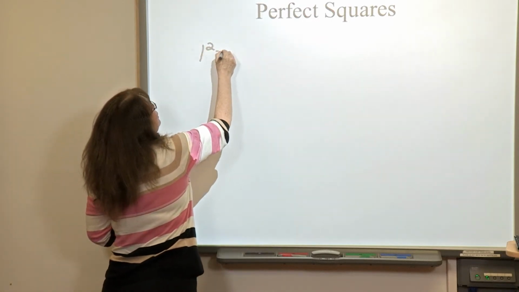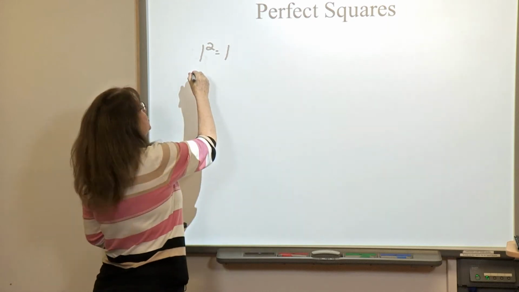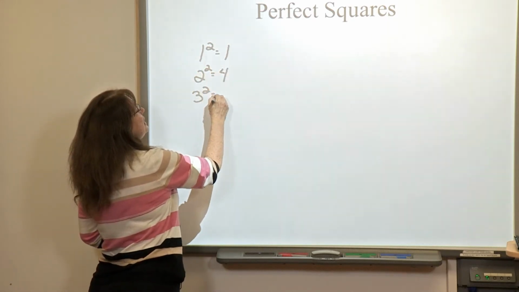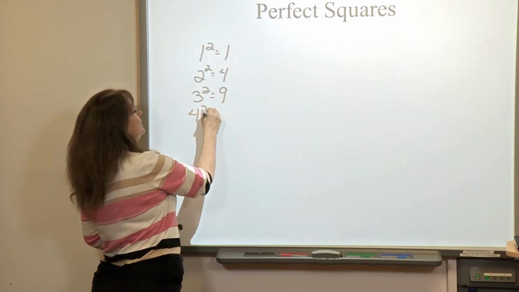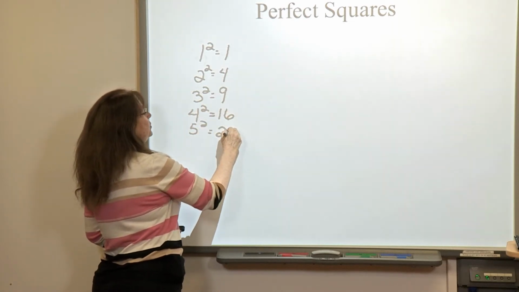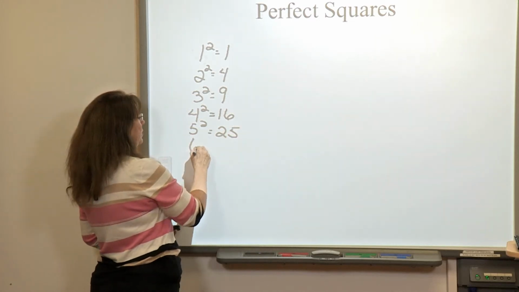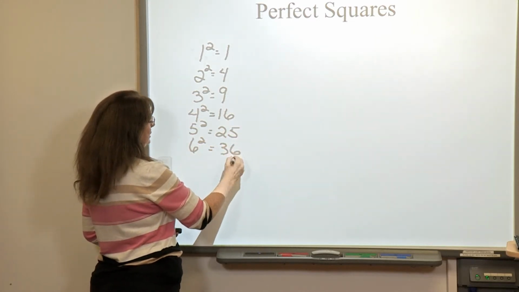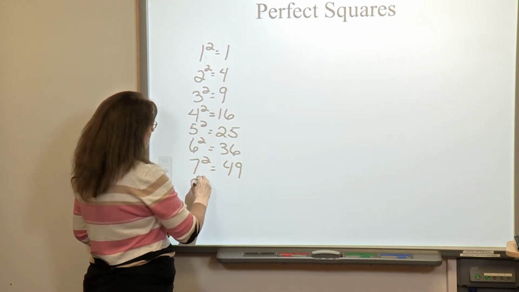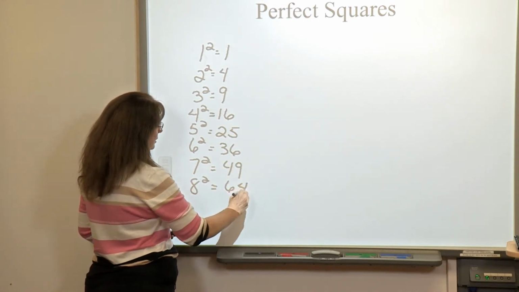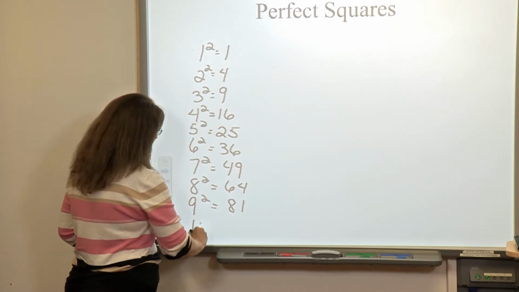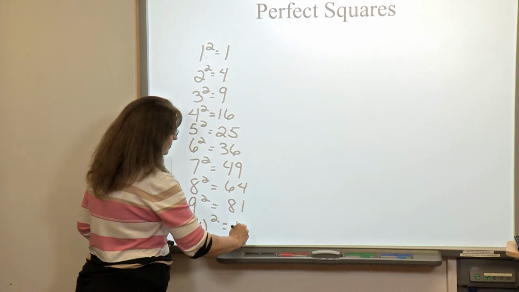So 1 squared is just 1. 2 squared is 4. 3 squared, 9. 4 squared, 16. 5 squared, 25. 6 squared, 36. 7 squared, 49. 8 squared, 64. 9 squared, 81. And 10 squared is 100.